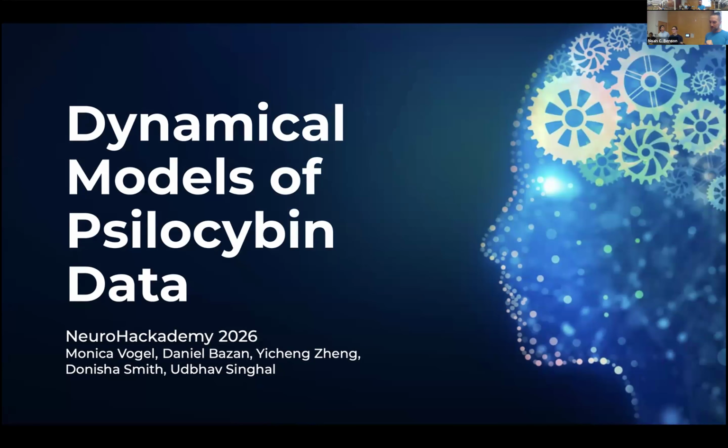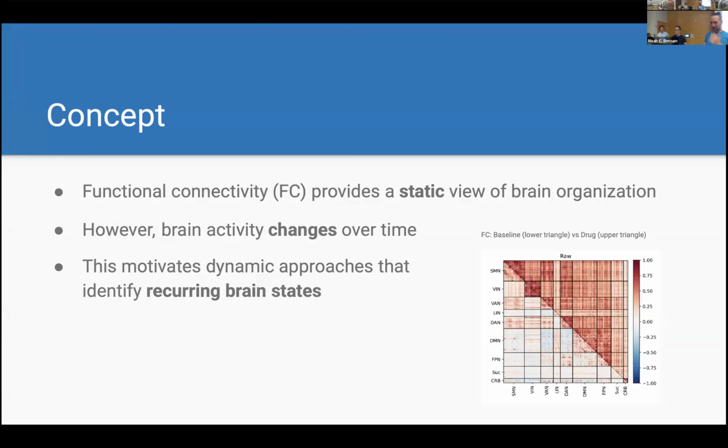Okay, yeah, go ahead. So our project was titled Dynamical Models of Psilocybin Beta. The general concept behind our project is that functional connectivity provides a static view of brain organization, but as we know, the brain changes over time. And so this motivates different dynamic approaches to identify recurring brain states or snapshots of the brain, so that we can identify how these change over time and how they relate to each other.